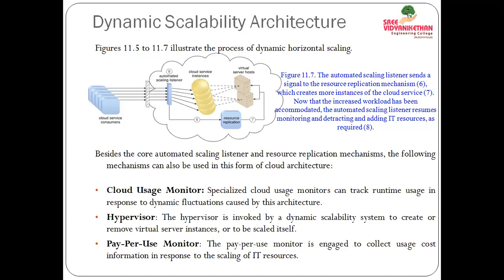Why do we have to use this pay-per-use monitor? Because if you are using scalability at the vertical level, some sort of payment will be there. If you are using scalability at the horizontal level, another level of payment would be there. And if you are using the relocation mechanism of scalability, then altogether you will end up with additional payment, isn't it? So to have all of these in a proper sense, these mechanisms will come to our rescue. That's about the dynamic scalability architecture.